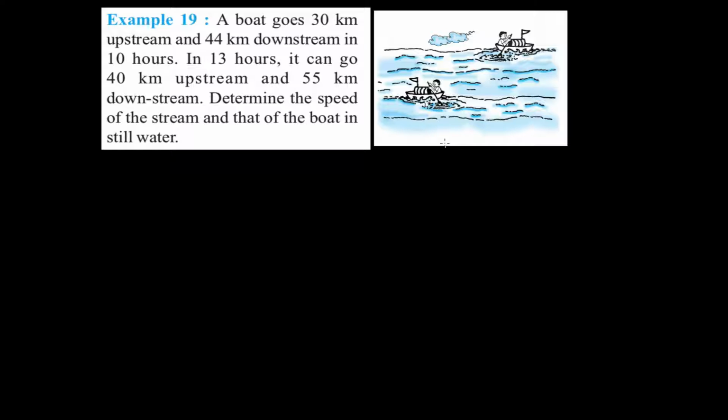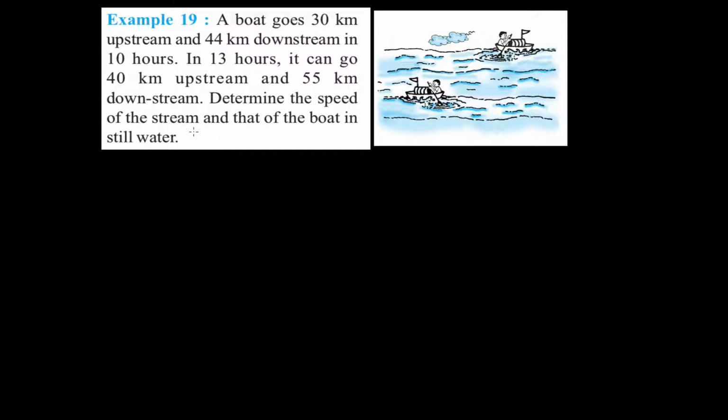A boat competition is going on, and let's say a boat goes 30 kilometer upstream and 44 kilometer downstream in 10 hours. Okay, so in 10 hours the boat goes 30 kilometer upstream, 44 kilometer downstream, whereas in 13 hours it can go 40 kilometer upstream and 55 kilometer downstream. Determine the speed of the stream and that of the boat in still water.